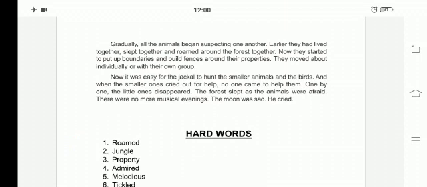Boundaries means, now if we construct our school, around our school we have a compound wall. That wall represents the boundary, means it is limiting the area of our school. In the same way, they also have put up boundaries and built fences around their properties, means objects or things owned by somebody. They moved about individually or with their own groups.